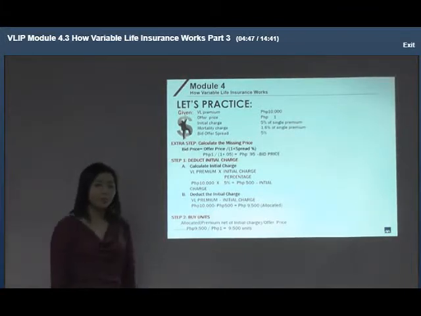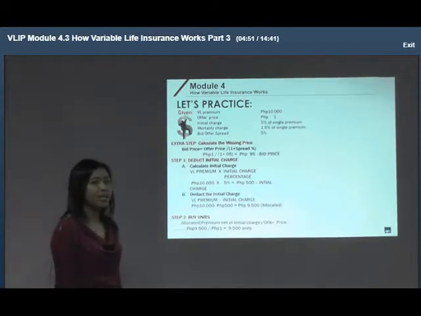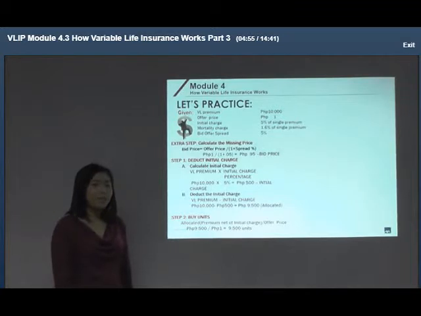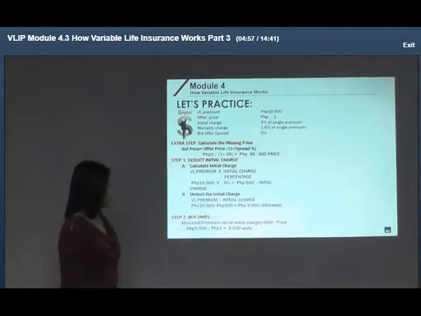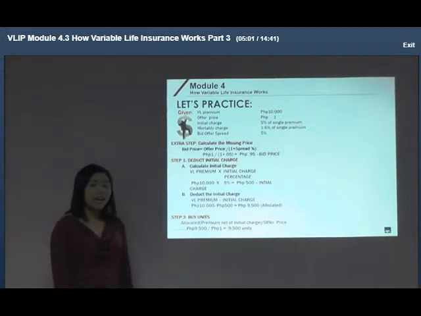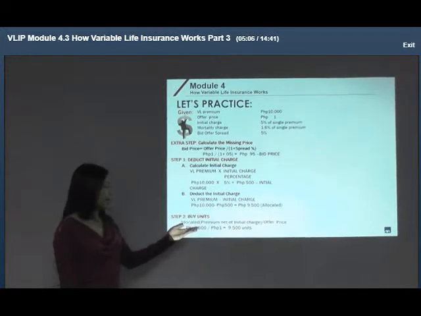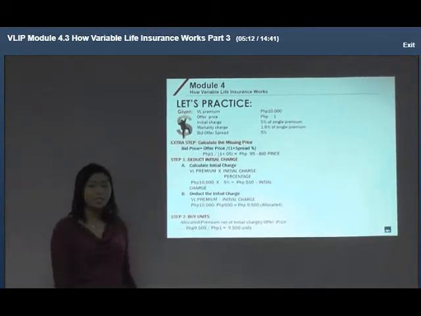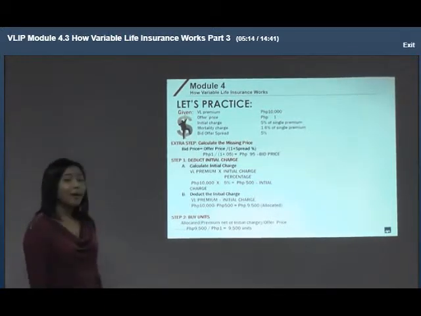Let's go to step 2. We will now buy units. This means that we will convert the allocated premium into units. To convert allocated premium into units, we will use this formula: allocated premium, or the initial VL premium net of initial charge, divided by the offer price.